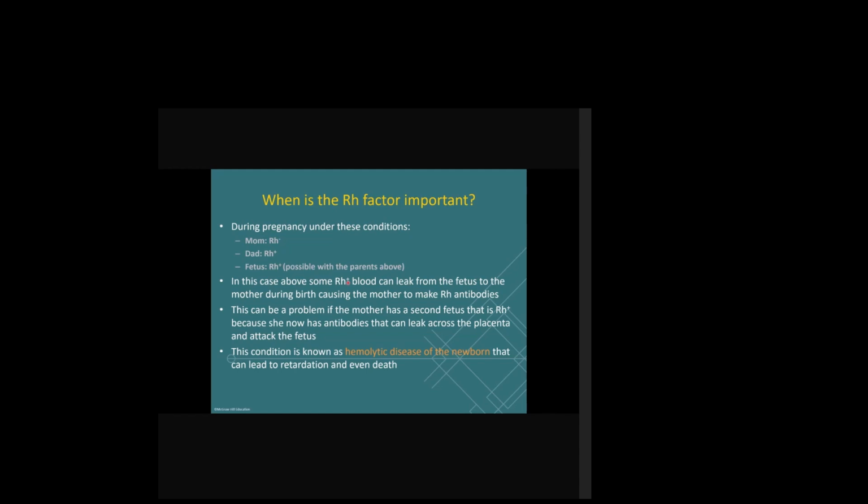During this connection in the placenta and so on, guess what can happen? Some of the antibodies that the mother now has against the rhesus antigen could pass through and start fighting the fetus while it is developing. So, as I said, the antibodies can leak across the placenta and attack the developing fetus during the second pregnancy.